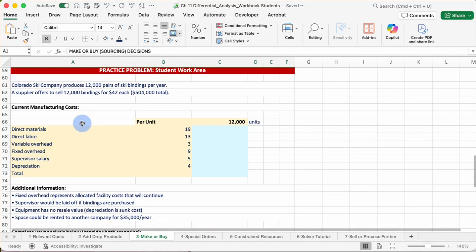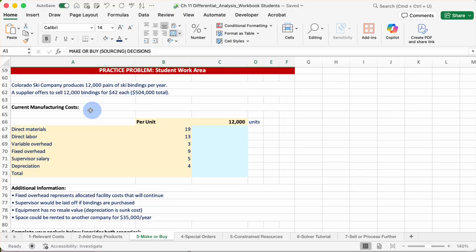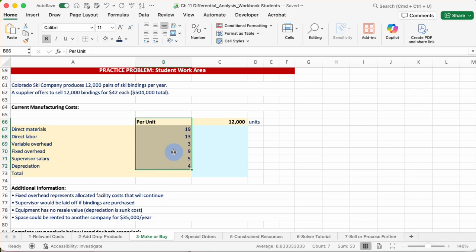And so we have Colorado Ski Company produces 12,000 pairs of ski bindings per year. A supplier offers to sell 12,000 bindings for $42 each, which would be a total of $504,000. The current manufacturing costs are given on a per unit basis, so we can multiply each of those per units by the 12,000 units to get a total product cost.